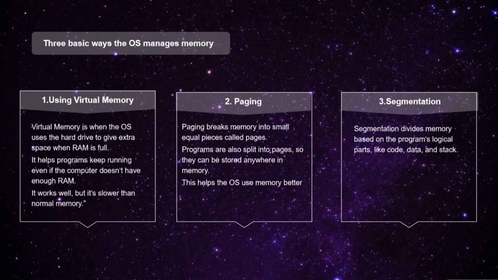Example, memory is like your desk for your programs. When the desk, the RAM, is full, the OS moves some things to the hard drive. The program can still run but is slower. This is how the OS manages memory using virtual memory.